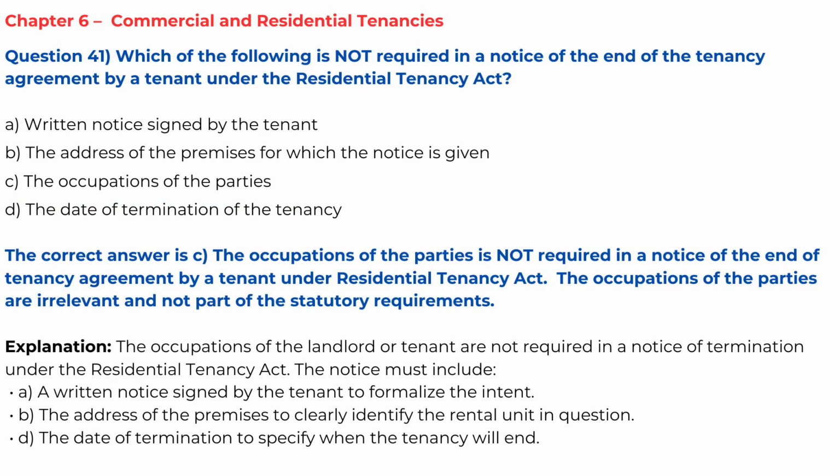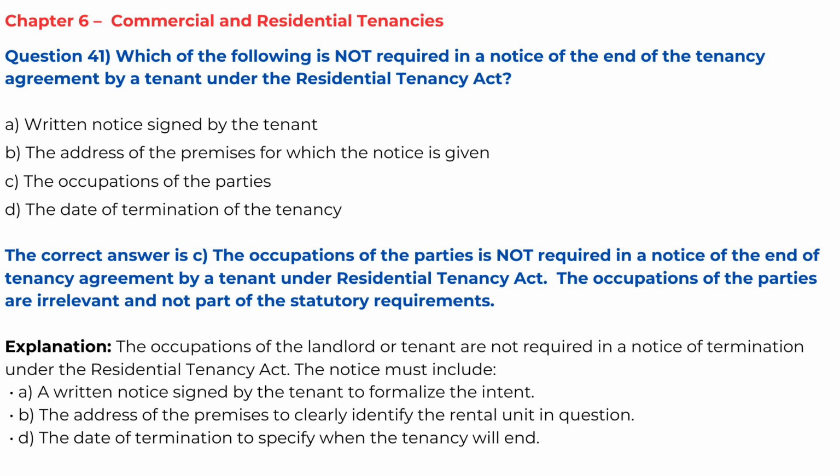Question 41. Which of the following is not required in a notice of the end of the tenancy agreement by a tenant under the Residential Tenancy Act? The correct answer is C. The occupations of the parties is not required in a notice of the end of tenancy agreement by a tenant under Residential Tenancy Act. The occupations of the parties are irrelevant and not part of the statutory requirements.